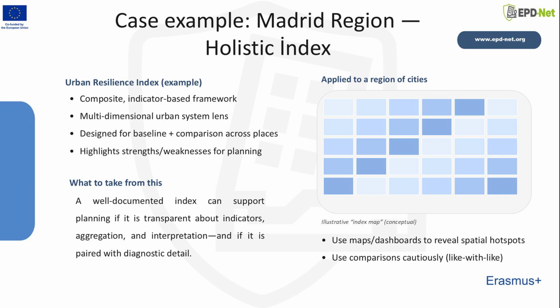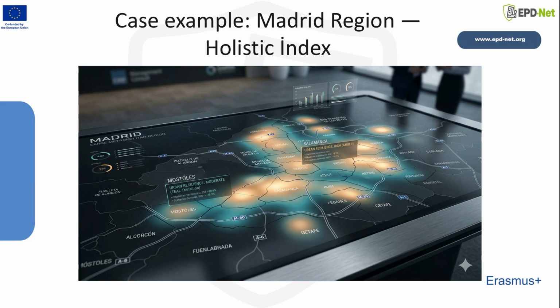In planning terms, this is useful because it helps decision-makers see relative strengths and weaknesses and identify spatial hotspots. At the same time, the case also teaches caution. Composite indexes are only credible when indicator selection, weighting, aggregation, and interpretation are transparent. Maps and dashboards can reveal important spatial patterns, but comparisons must remain like for like. Municipalities differ in context, resources, and system boundaries. The Madrid example is therefore valuable not because it gives a universal formula, but because it shows how a regional resilience index can be designed as a planning support tool when it is carefully documented and interpreted with contextual awareness.